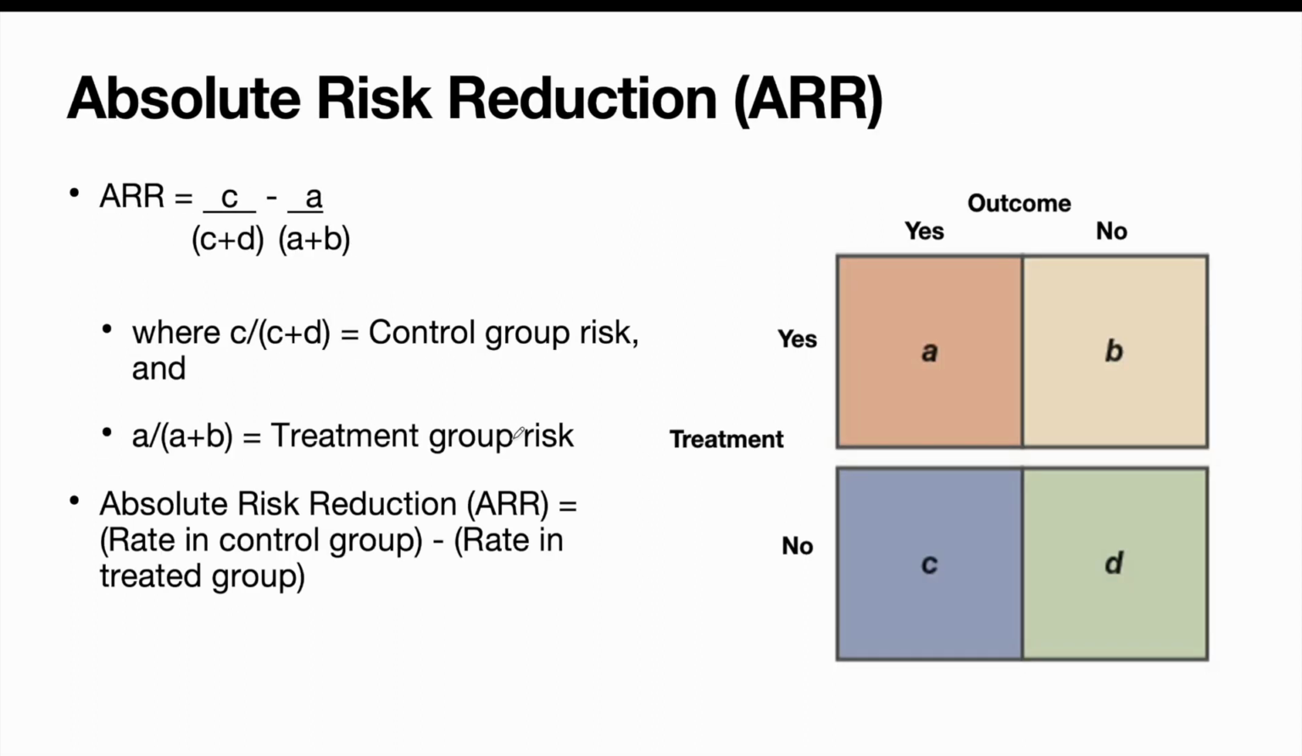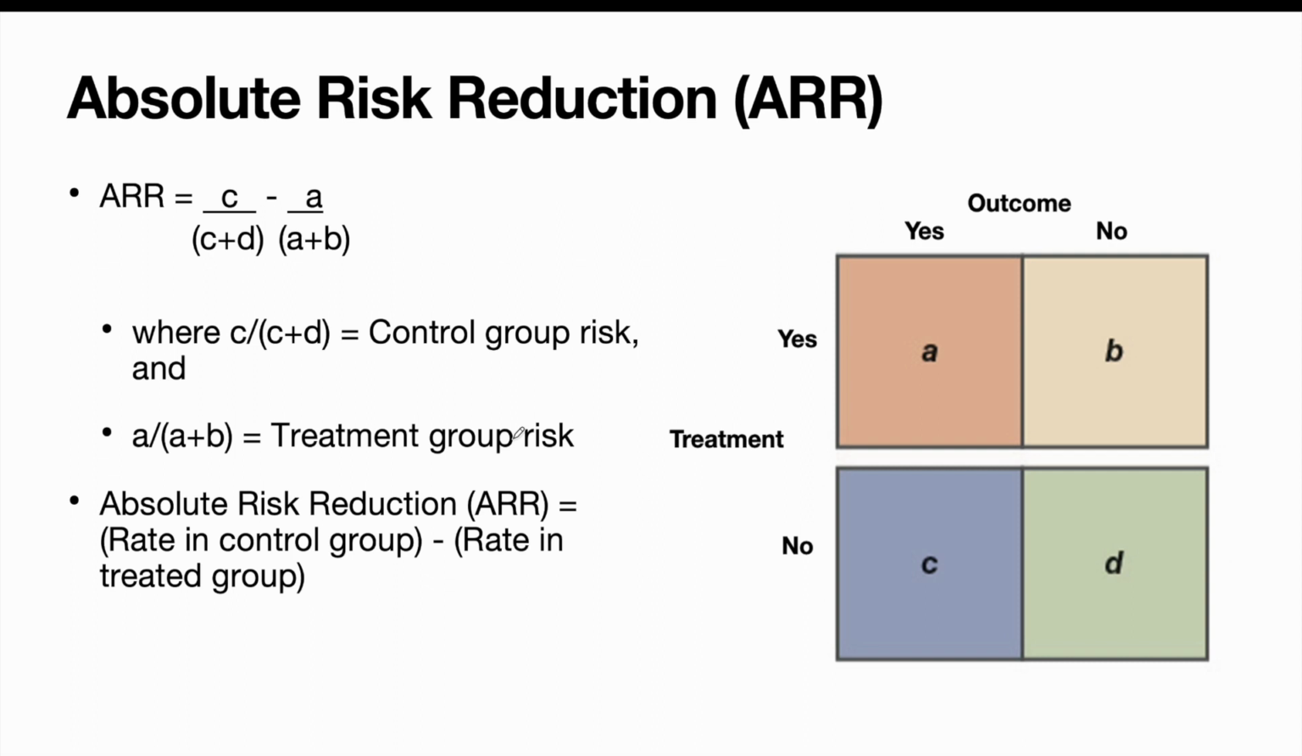So absolute risk reduction is something different. For absolute risk reduction, first of all, we have our 2x2 contingency table again, and we fill it in the same way. And our formula this time is C over C plus D minus A over A plus B. We talked about absolute risk reduction a little bit last time when we talked about number needed to treat. But let's talk about it again.